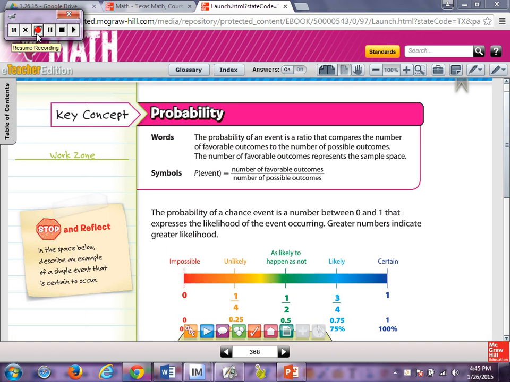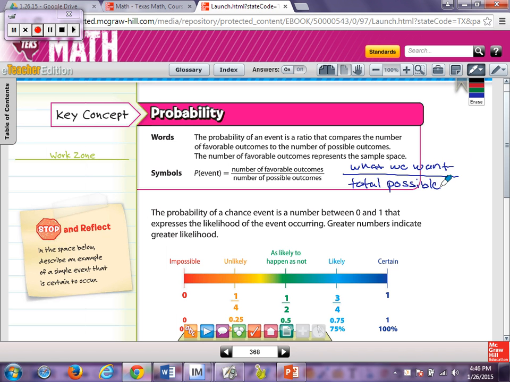So here on the top of the page we have our key concept, probability. So the probability of an event is a ratio that compares the number of favorable outcomes to the number of possible outcomes. And the number of possible outcomes represents the sample space. So if we have an event, the probability of that event will equal the number of favorable outcomes over the number of possible outcomes. Or to put it in easier terms, it's what we want over total possible.